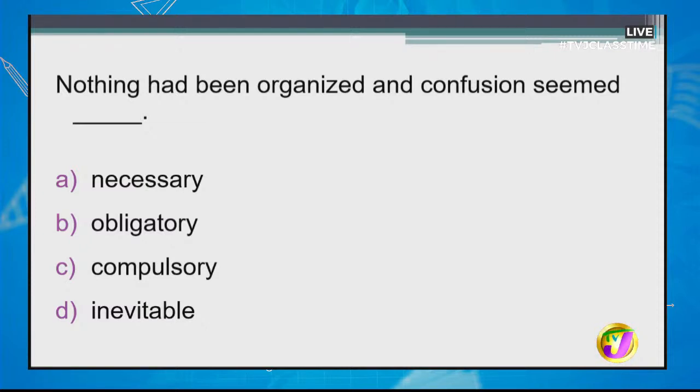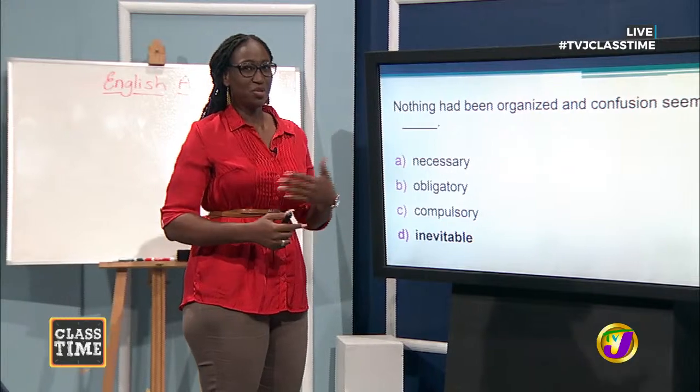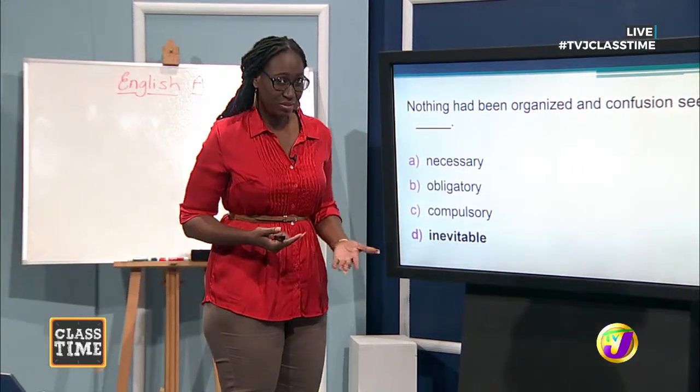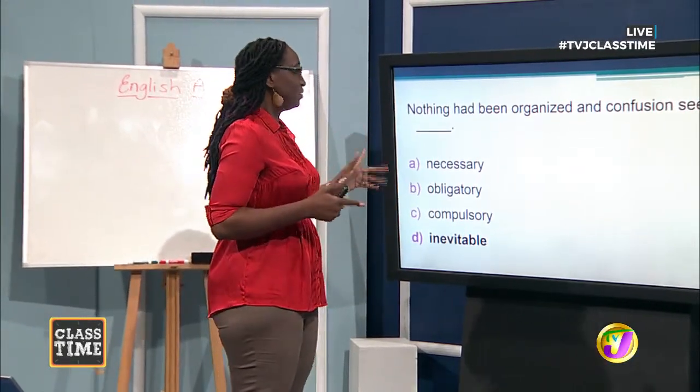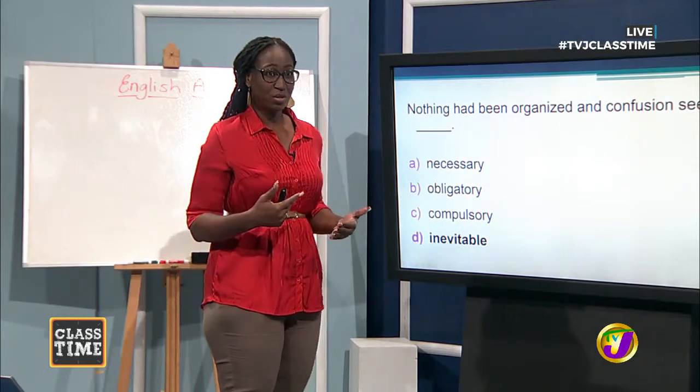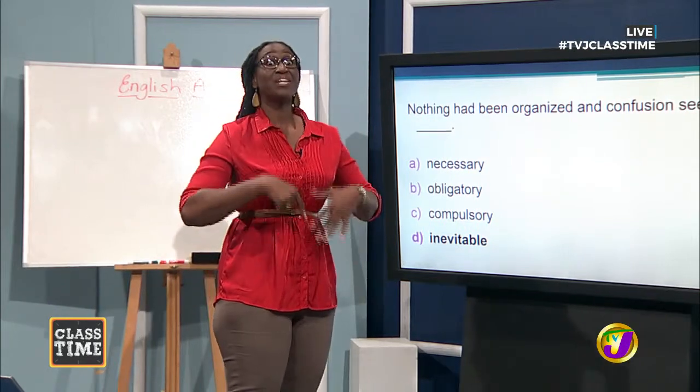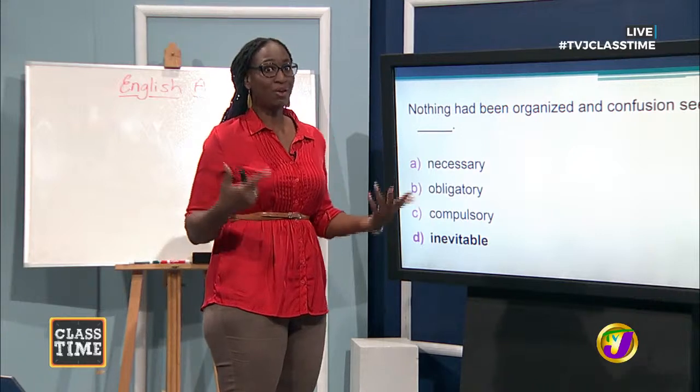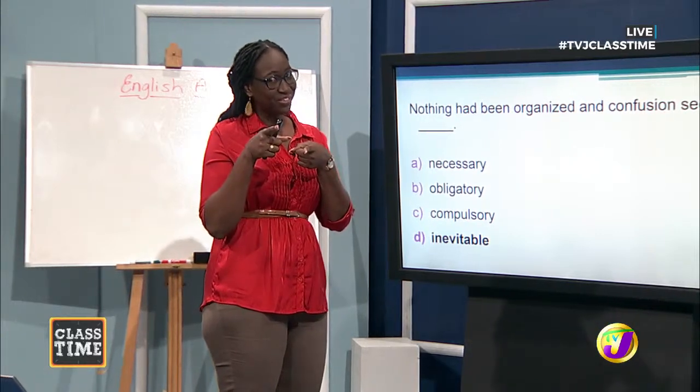All right, so the one you should choose is inevitable. I know some might have seen compulsory and thought that that would be the answer, but no. Inevitable means unavoidable. So it is something that must happen. Compulsory is something that you're basically imposing on someone else. But in this scenario, it's not being imposed on anyone. It is something that is going to naturally result from the lack of organization.